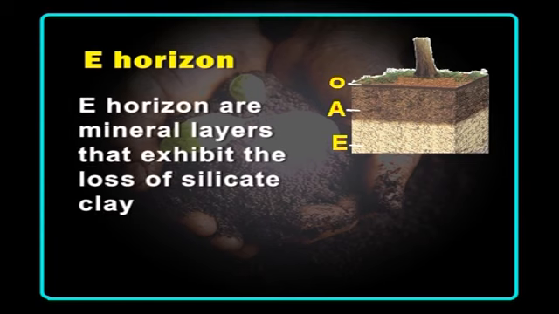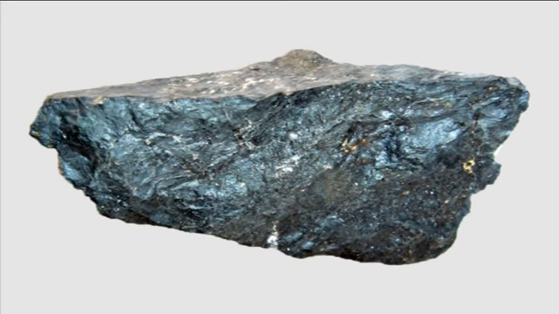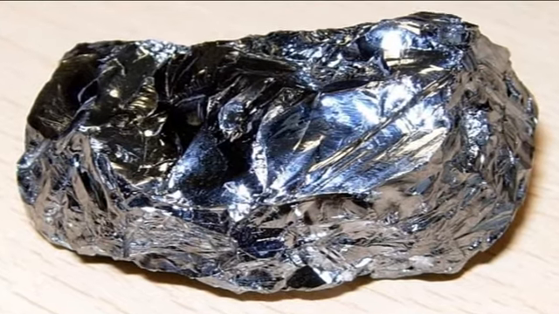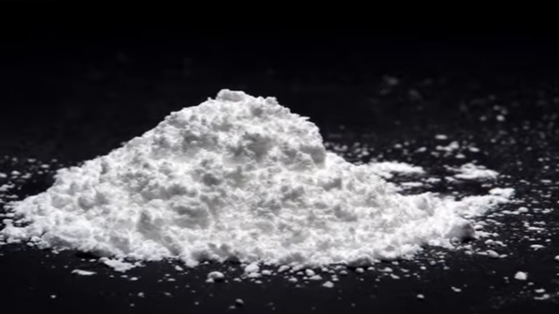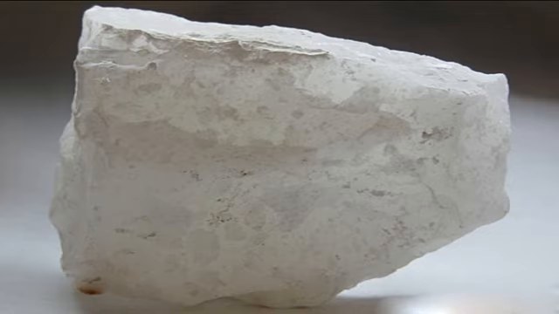B horizon. B horizons are mineral layers that typically form below an A, E or O horizon and are dominated by obliteration of all or much of the original rock structure and show one or more of the following, that is alluvial concentration of silicate clay, iron, aluminium, humus, carbonate, gypsum or silica alone or in combination.